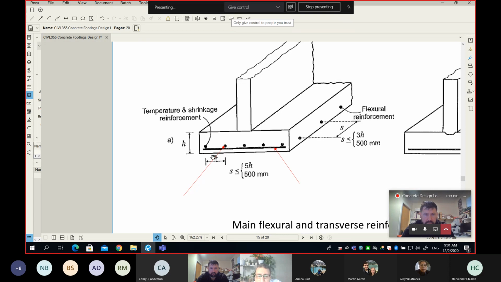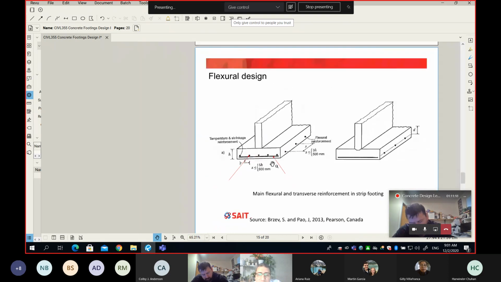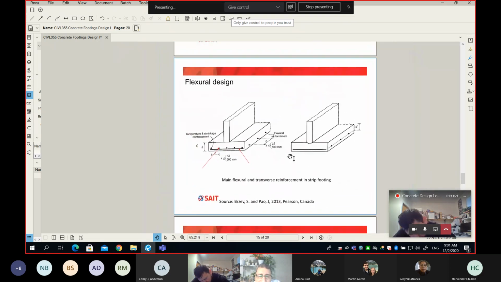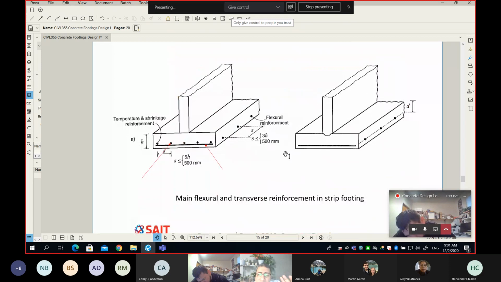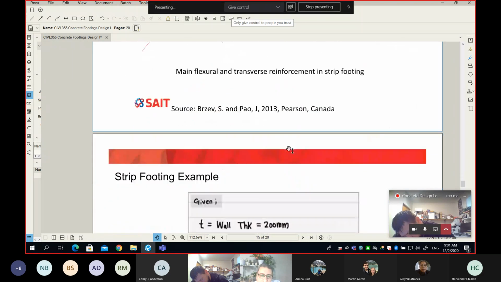For the transverse, do we go with the same spacing as the main? No, the code has a different number, so you have to take 5 times the thickness of the slab, or 500 millimeter, and this will be the maximum spacing between the rebar. So you can tell from this slide that all the conditions and code requirements that apply for one-way slab still apply for strip footing, because it's nothing more than a one-way slab.